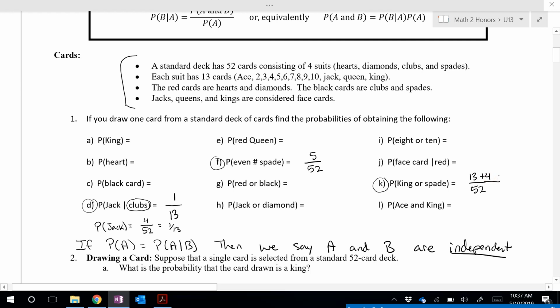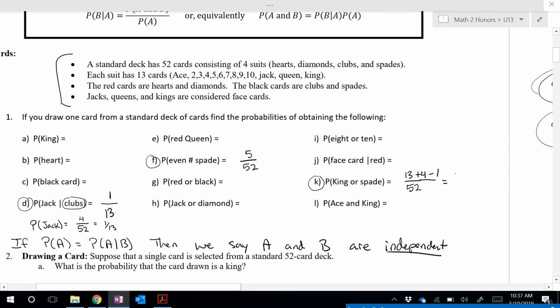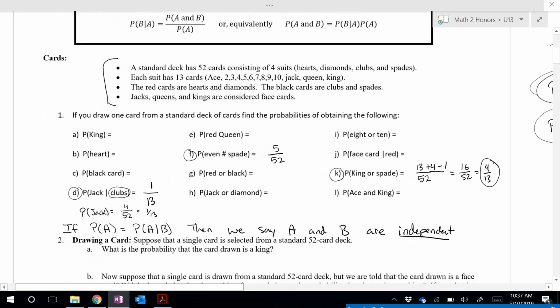But I'm counting something twice, because out of the 13 spades, one of those is the king of spades. And out of these 4 kings, one of them is the king of spades. So I counted him twice, so I need to take away 1. And so we get 16 out of 52, which is 4 out of 13. You okay with that? Okay.